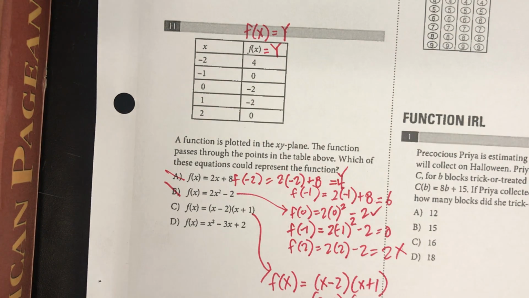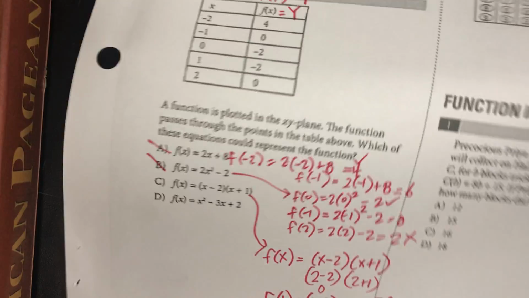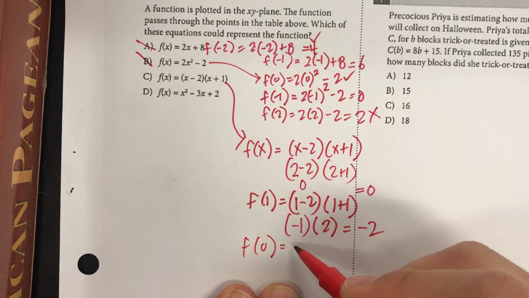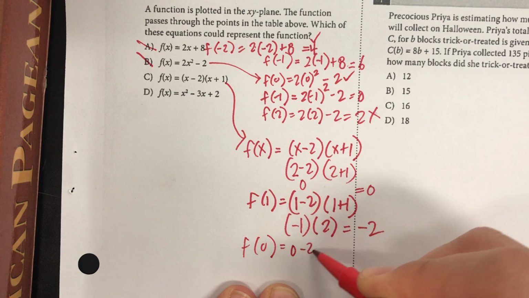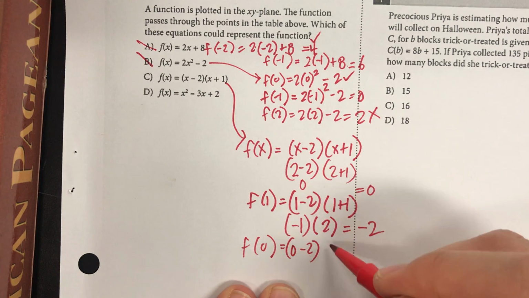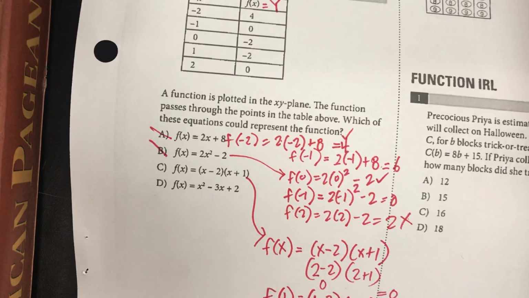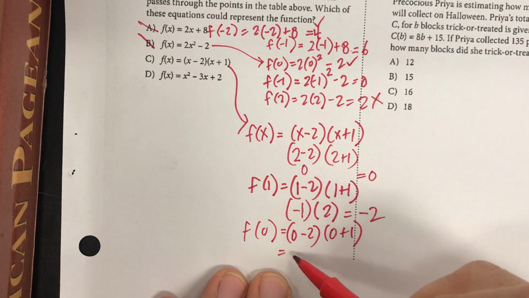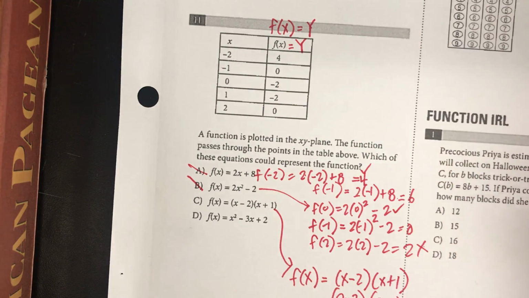So let's go to 0, and f of 0 needs to yield -2. Okay, so we're going to plug that one in now. 0 minus 2, because remember we're plugging into this, and then 0 plus 1, and this needs to yield a -2. So when we do that, -2 times +1 is -2. Okay, so this one is working out.